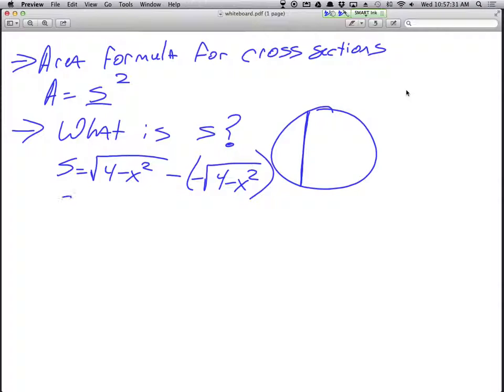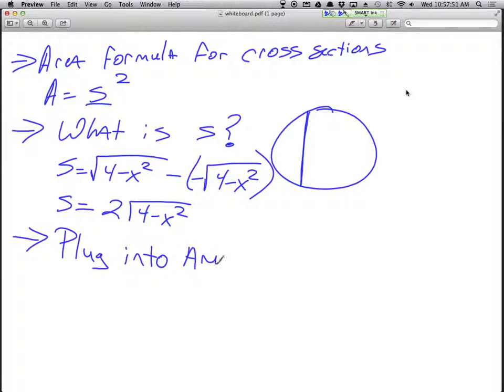How can I simplify that though? Squared. And then just two of those? Yeah, that's right. Okay, once I do that, then I plug that into the area formula. So now my area formula is going to be 2 square root of 4 minus x squared, squared. So 16 minus x squared.